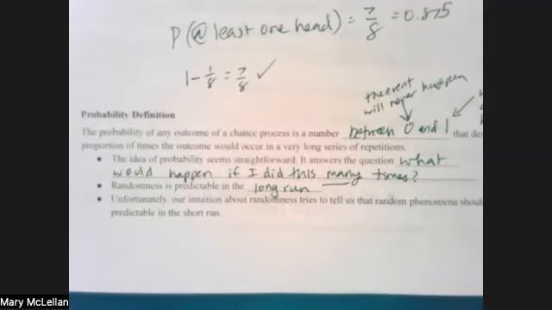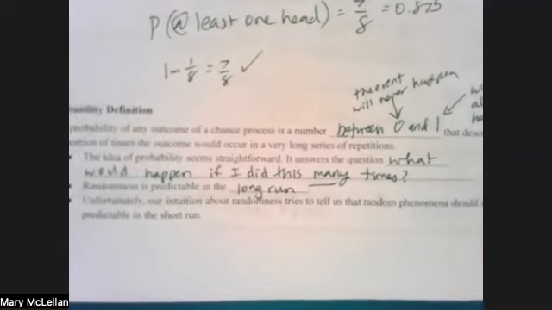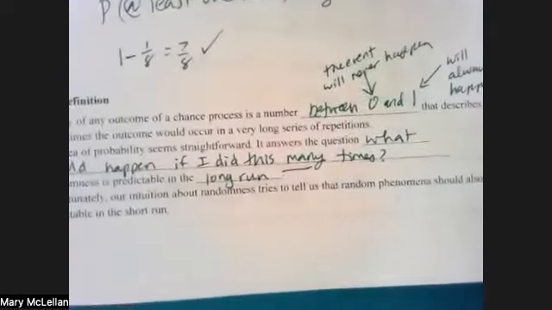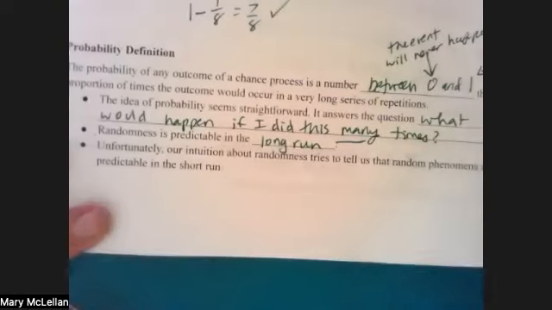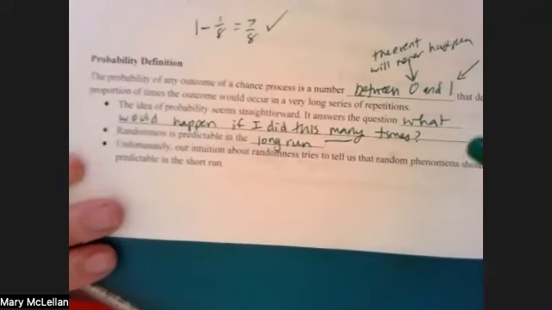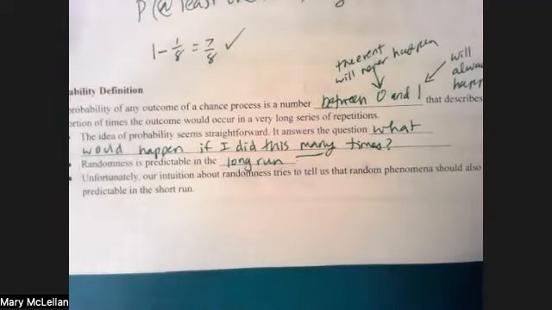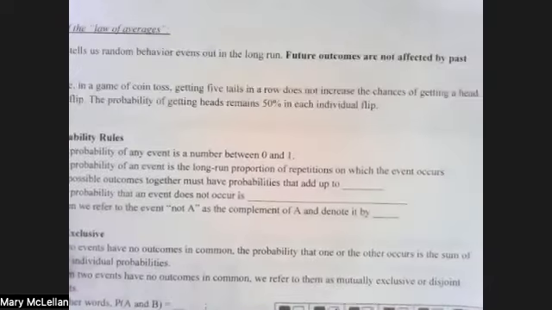Unfortunately, everybody, our intuition wants to tell us that random phenomena should be predictable in the short run, but that is very wrong. In fact, it's something called the gambler's fallacy. So there's this myth of short run regularity.